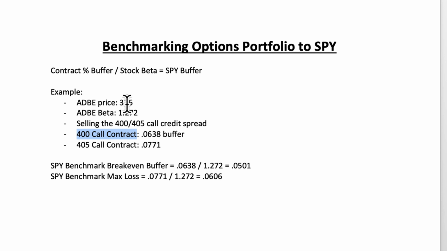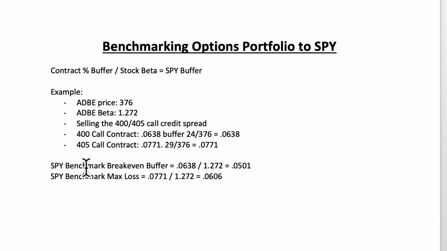So we have basically 24 divided by 376 gives us 6.38%. Let me just write that out here. 24 divided by 376 equals 0.0638. And we do the same thing for the 405 call contract. Basically, we're saying 405 minus 376 is 29. 29 divided by the current stock price, 376, is going to give us 0.0771.